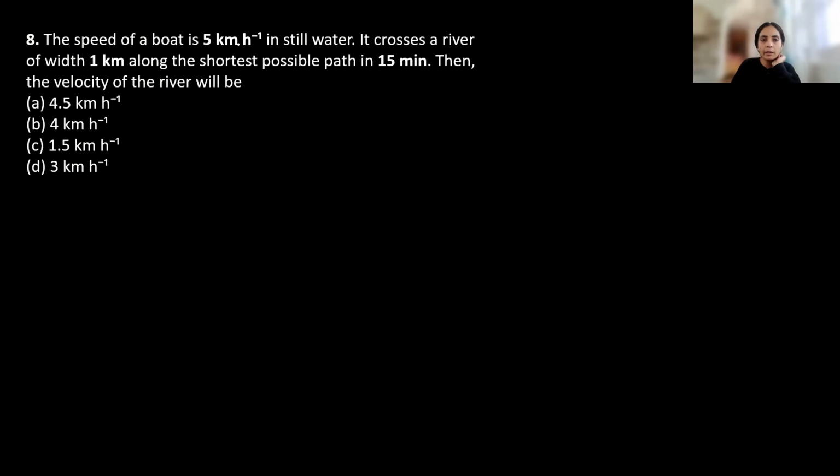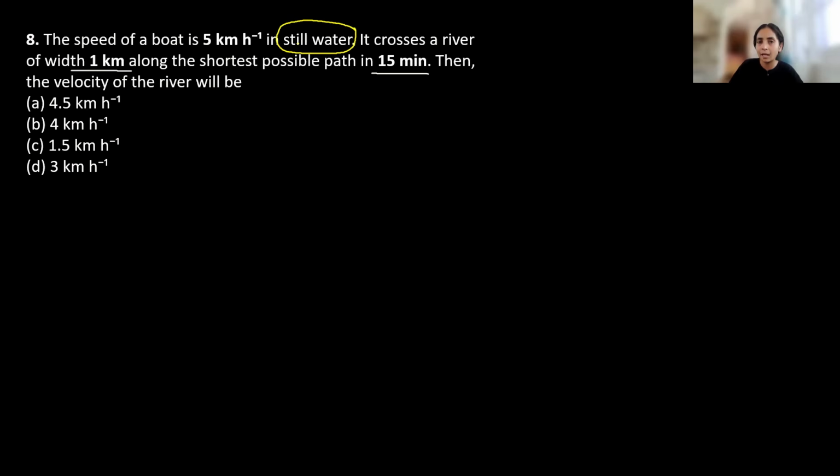The speed of a boat is 5 kilometer per hour in still water. It crosses a river of width 1 kilometer along the shortest possible path in 15 minutes. Then the velocity of river. अब देखो रिवर बोट प्रॉब्लम में क्या क्या पॉइंट्स है जो तुम्हें दिमाग में रखना चाहिए in order to solve the question. सबसे पहले when it talks about velocity of boat in still water, इसका मतलब क्या है?